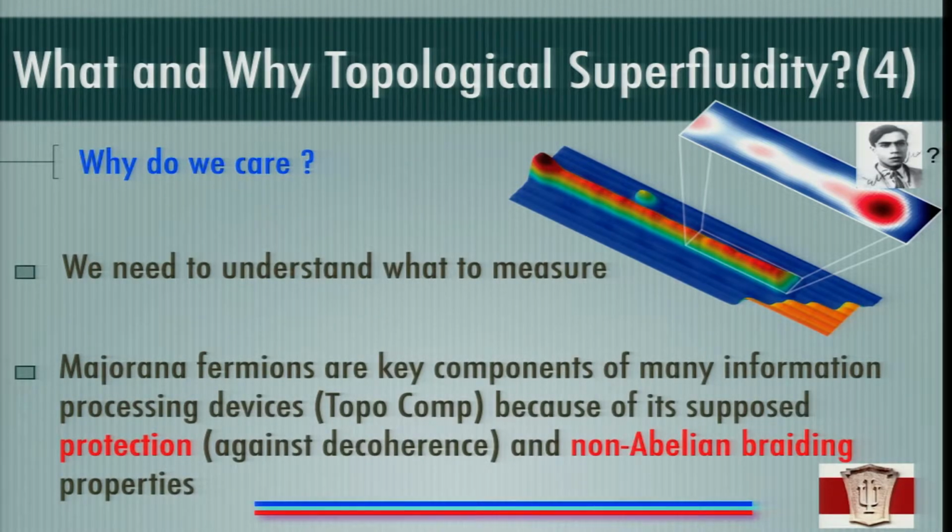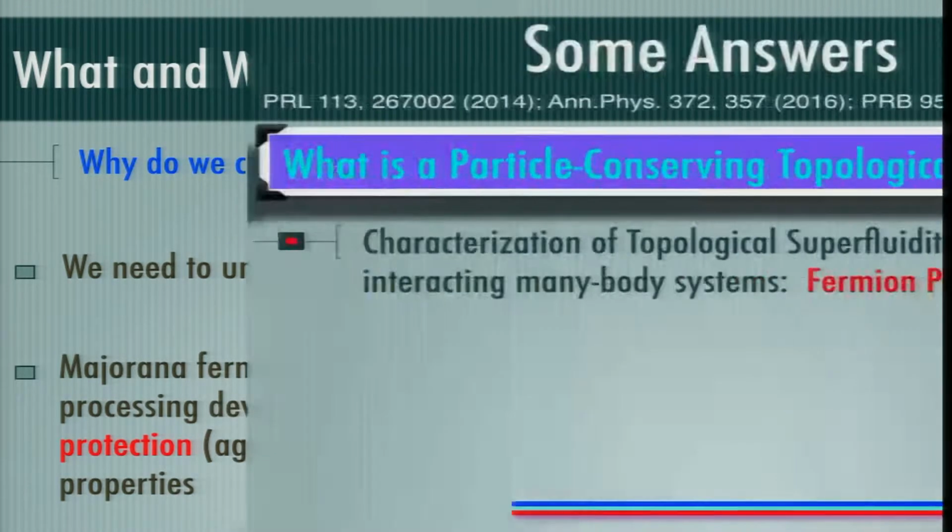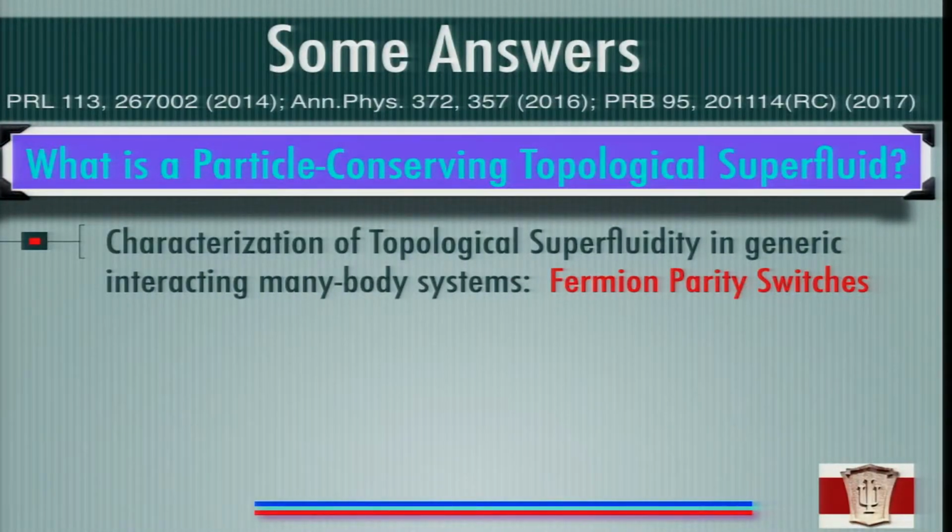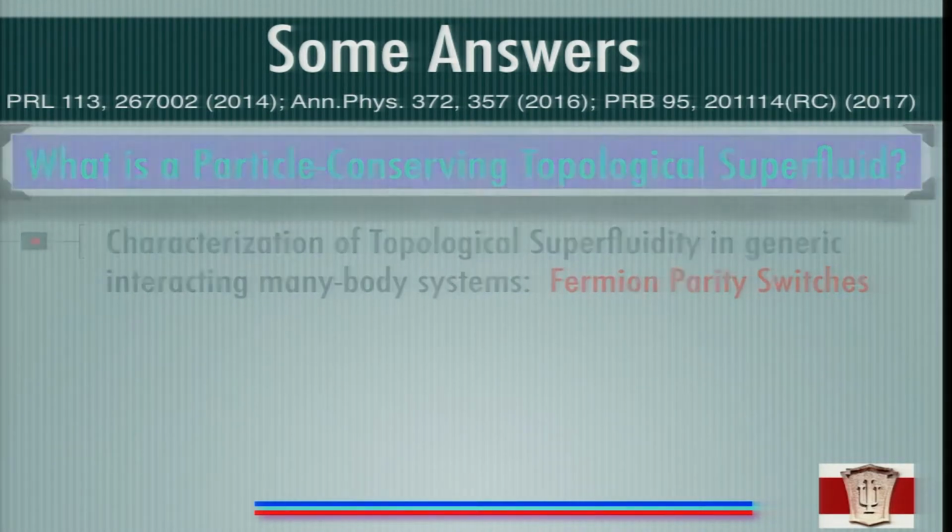So this says more or less what I said before. And indeed, we have some answers to the questions I mentioned before. For example, we have the answer to what a particle-conserving topological superfluid is. If you have a closed system, where there is no exchange of particles and the number of particles is conserved, we know how to characterize this topological superfluidity in terms of what we call fermion parity switches. Fermion parity switches is a very simple concept.